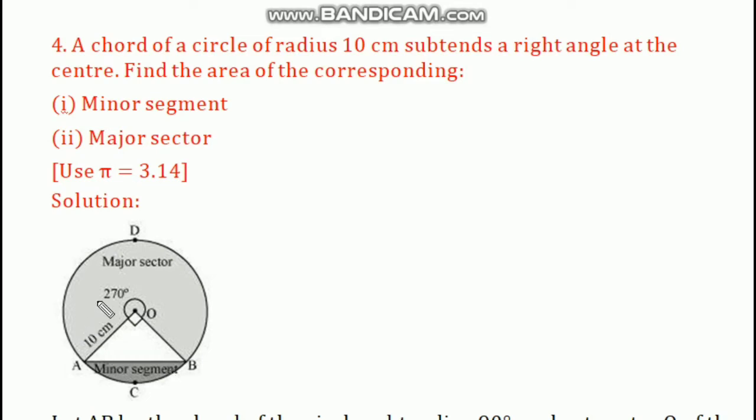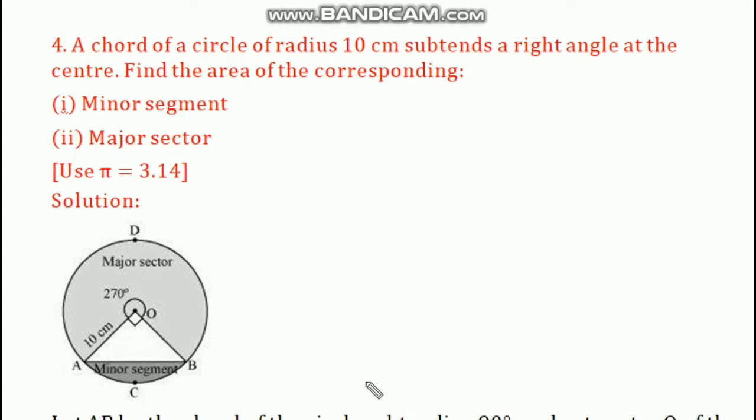Then you know how to find out the major sector. For the major sector you know the angle. This is 90 degrees, which means the remaining angle is 270 degrees. At the same time the radius you also know, 10 centimeters. So easily you can find out the area of this sector.